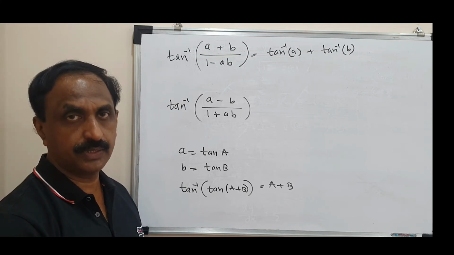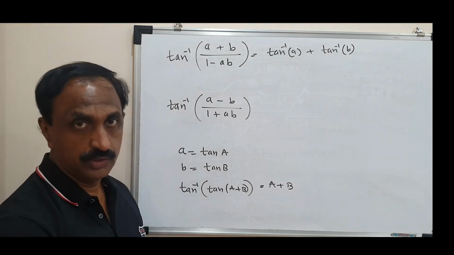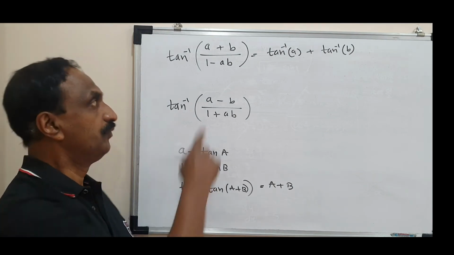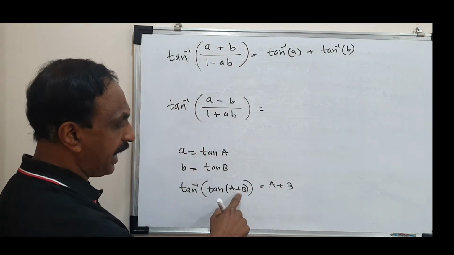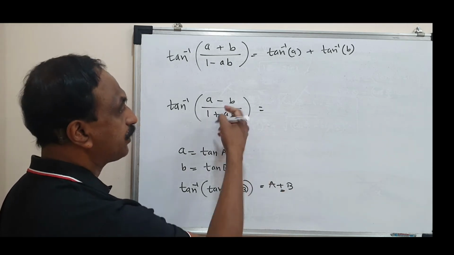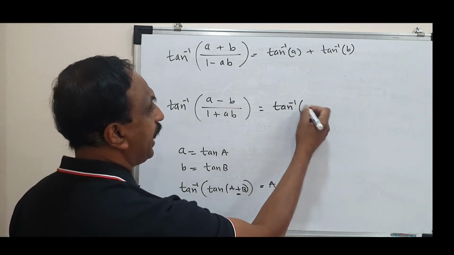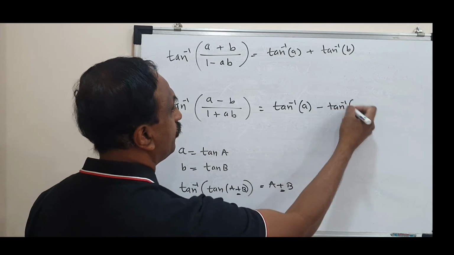It's a separate chapter. There are conditions on this also. But as far as functions are concerned, we need to use this formula everywhere. In the same way, here this will become the formula for tan(A minus B), so that will turn to tan inverse A minus tan inverse B.